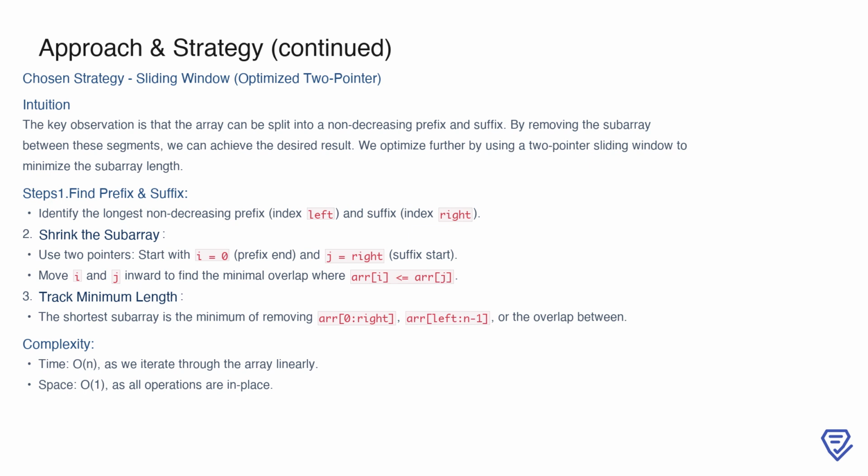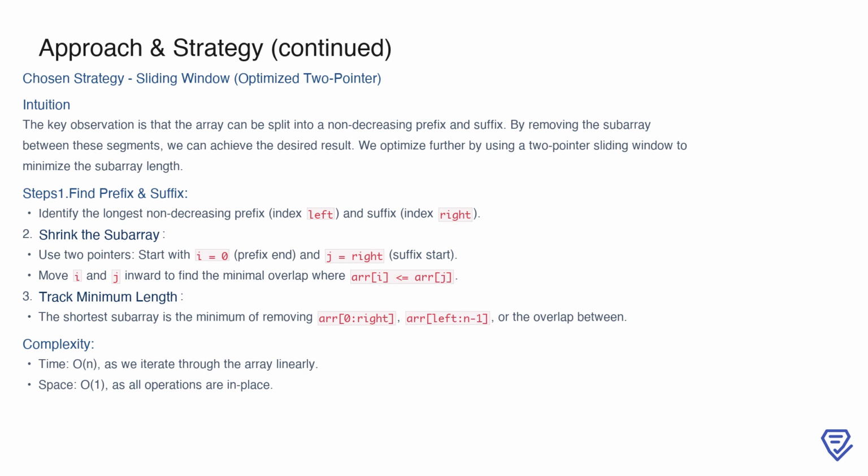First, we find the indices of the longest non-decreasing prefix and suffix, denoted as left and right. Then, we use two pointers, one starting from the end of the prefix and the other from the start of the suffix. By moving these pointers inward, we check for the minimal overlap where the condition arr[i] <= arr[j] is satisfied. Throughout this process, we keep track of the shortest subarray length.